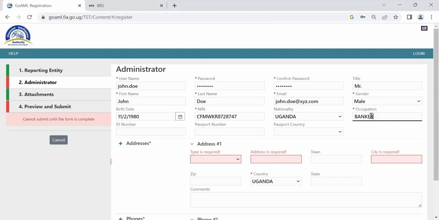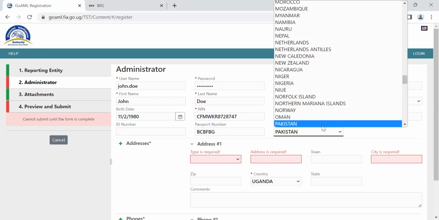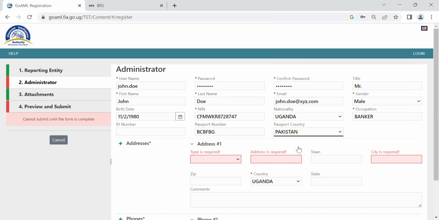So occupation is your profession. Banker, economist, IT, lawyer. So that's the occupation. ID number, we are providing a passport and NIN, so no need to capture ID number. Passport number is for non-nationals, so you just capture your passport number and you put the country. Non-nationals will put NA here and capture their passport details. ID number is not required.